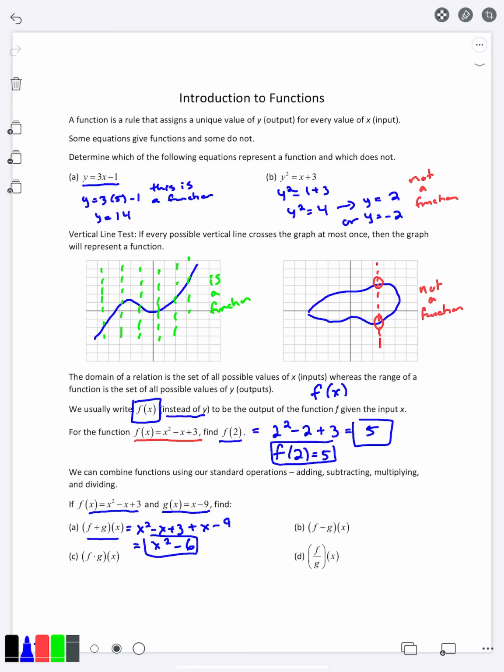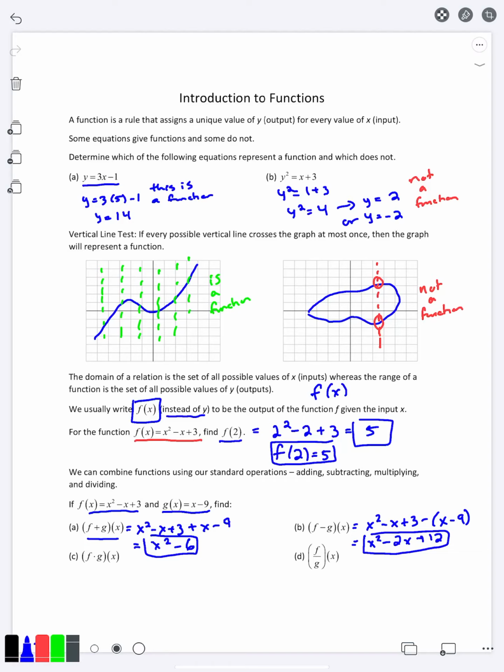If I wanted to subtract them, same idea, but now I'm subtracting here. Keep in mind that I'm subtracting the entire rule g, so I've got to put that in parentheses and distribute the negative sign in. And then I have minus x minus x is minus 2x, and 3 minus a negative 9 is 3 plus 9, which is 12. So that would be the result of f minus g.